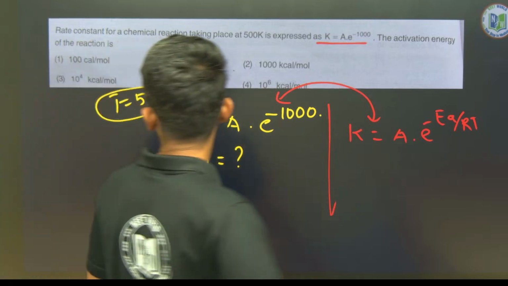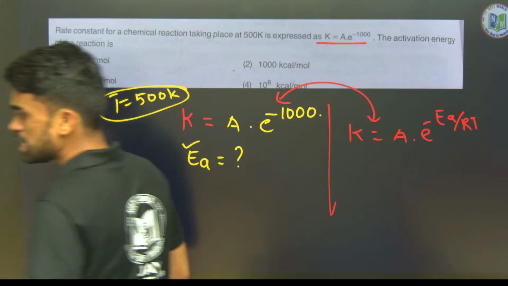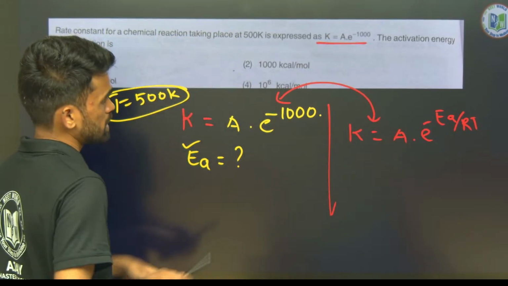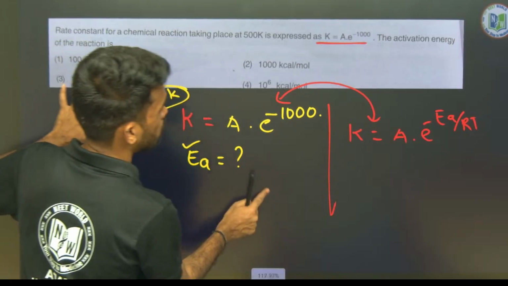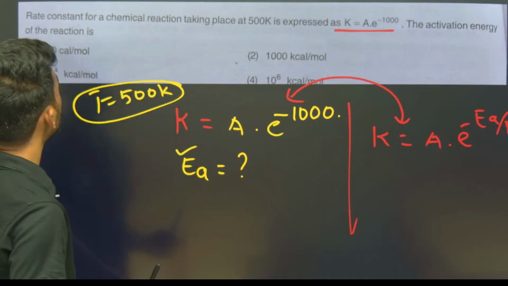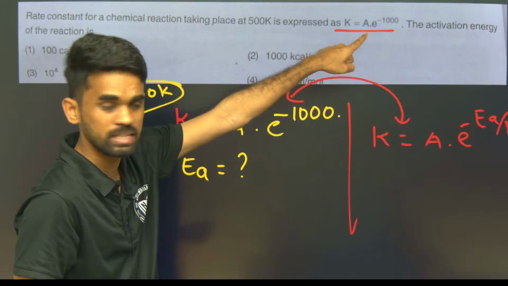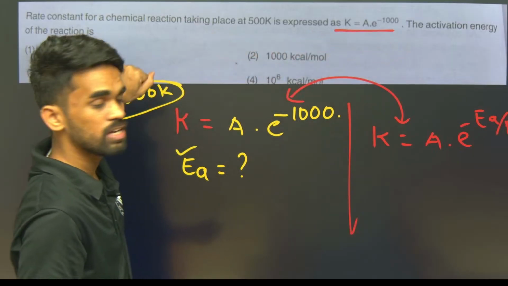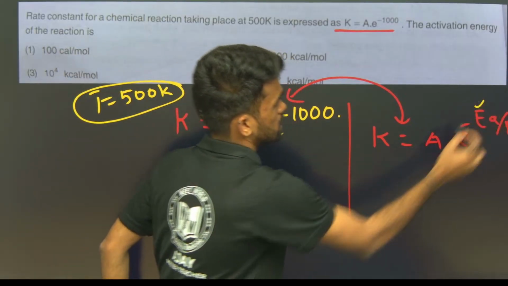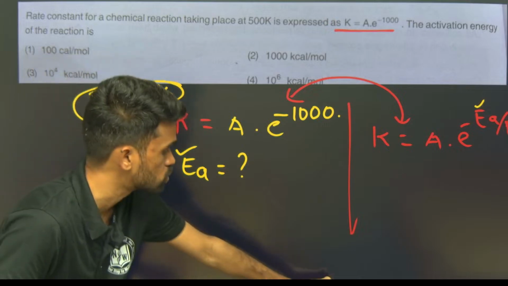Yeah. So, now look at here. How can we answer? Option 1 is incorrect. I will tell you how to do this. Just compare. I hope you are clear with this question first. Once again, read. The rate constant for a chemical reaction taking place at 500 Kelvin is expressed like this. The activation energy of this reaction is. So, we need to find this activation energy by comparing these two equations. Just use the Arrhenius equation to solve this question.